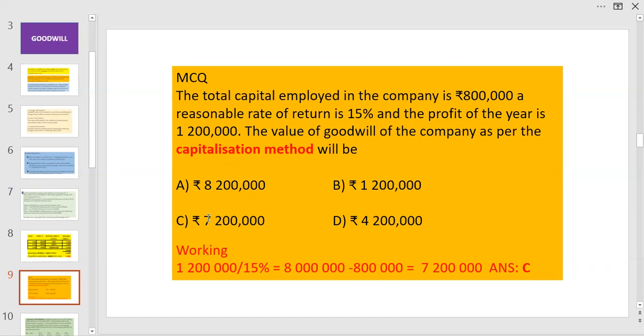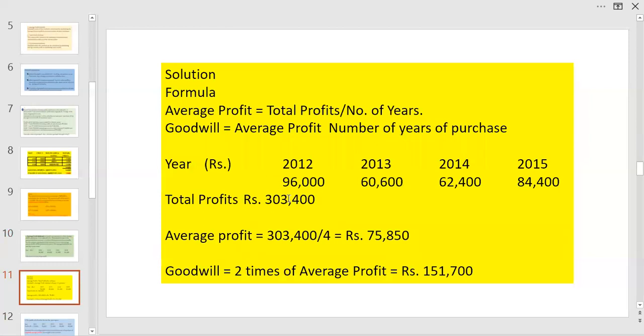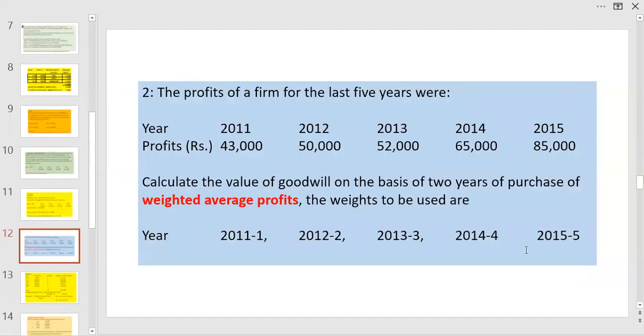The next illustration: A, C and D are partners in a firm sharing profits and losses in the ratio of 3:2:1. They decided to take J into partnership from 1st January for a 1/5 share in the future profits. For this purpose, goodwill is to be valued at 2 times the average annual profits of the previous 4 years, which are given here. Total profit divided by number of years will give the average profit. Average profit into number of years' purchase will give you the goodwill value, which is 151,700.